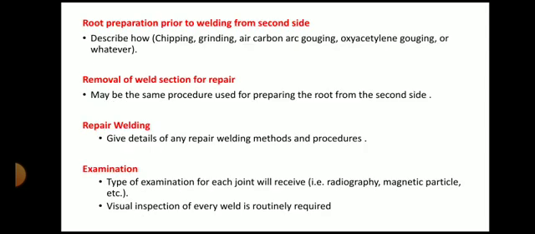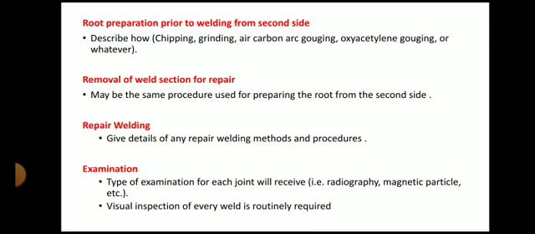Then the root preparation prior to the welding from the second side. While preparing the joint, the bottom part of the joint is known as the root. You can either use the same welding process for welding the entire component, or you can join the two components at the root by one welding process, and the other passes by different welding processes. So the root preparation, that you have to mention.